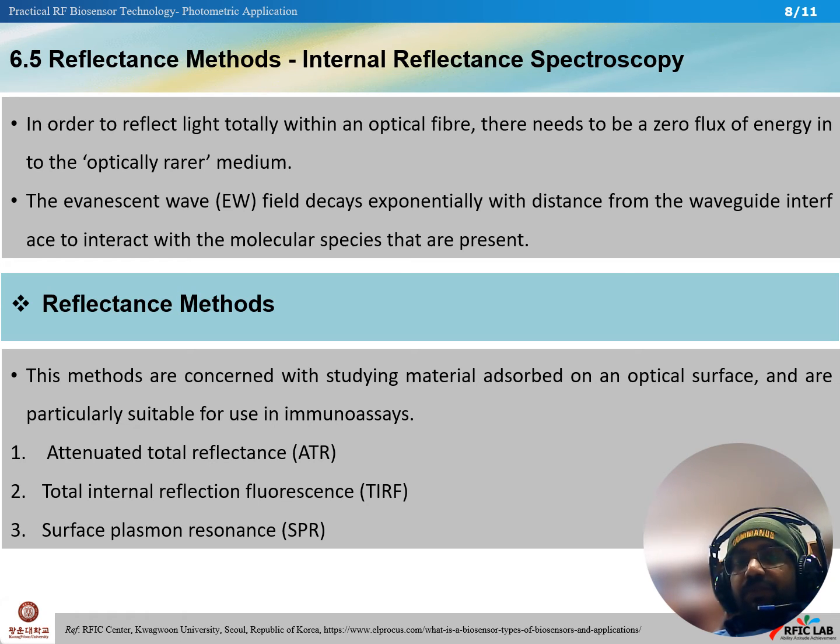How are reflectance methods used for sensing? These methods are very concerned with the study of material absorbed on an optical surface and are particularly suitable for use in immunoassay. For this method, we use three different types, that is attenuated total reflectance, total internal reflection fluorescence, and surface plasmon resonance. So these are the three methods used for the reflectance method.